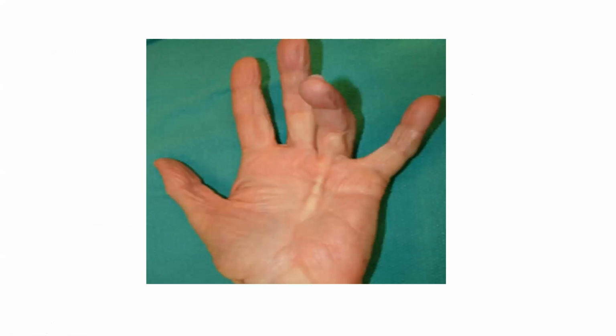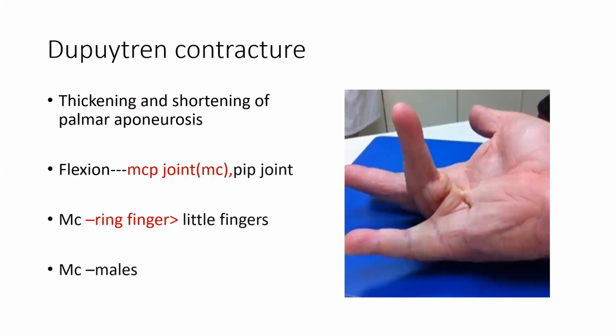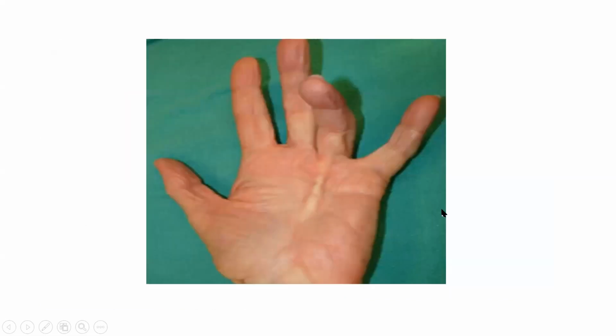Okay. So what is this? This is known as Dupuytren contracture. Okay. So what do you mean by contracture? Contracture means anything which is contracted is known as contracture. Dupuytren is a scientist who described it. So it's known as Dupuytren contracture. So you just remember this figure.